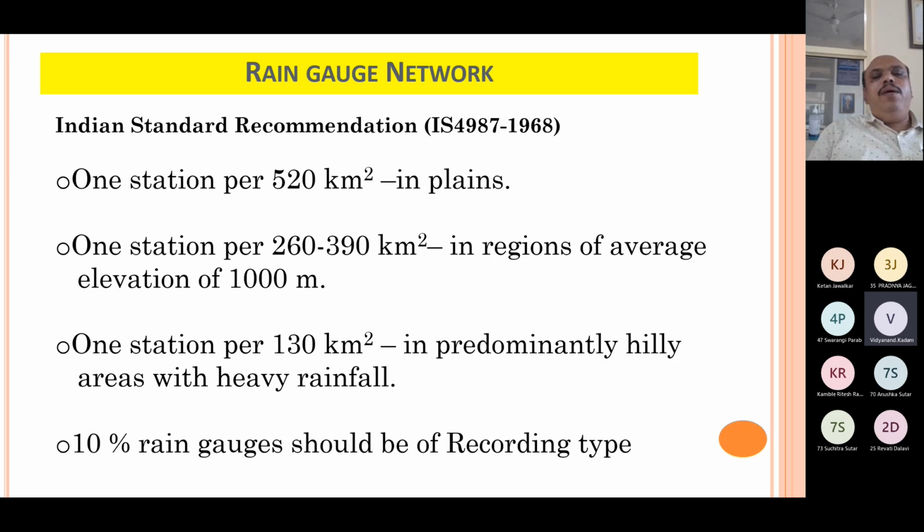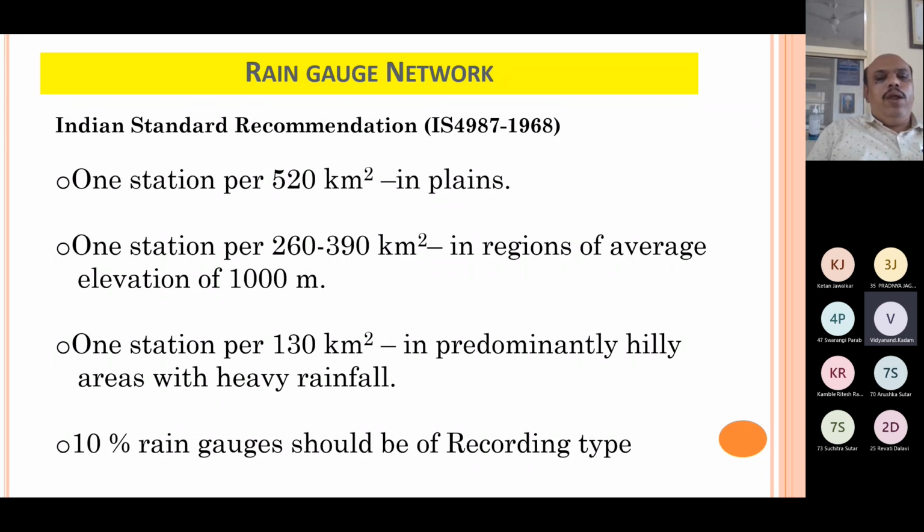Now, if the Earth surface area is having the average elevation of 1000 meter, okay, if the elevation of the area is 1000 meter. Now see, elevation of Kolhapur is around 600 meters. Okay, so if the elevation of the area is average 1000 meters, in that case, it is suggested to provide 1 rain gauge station per 260 to 390 kilometers square.